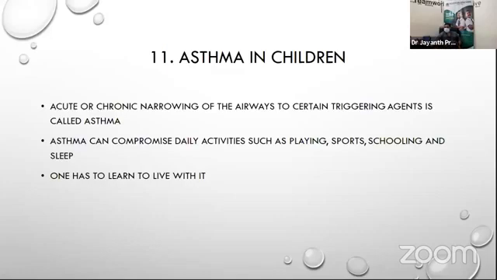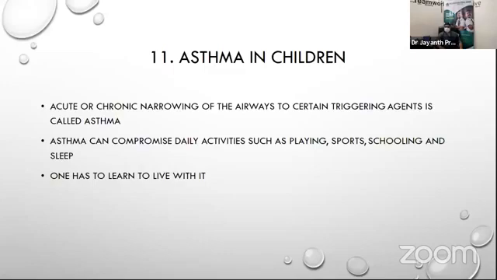Then coming to our last topic of this day, asthma in children. What is asthma? It is a sudden or slow narrowing, or in medical terms, acute or chronic narrowing of the airways. We have an airway to breathe, trachea, then bronchi. So this narrowing occurs at the level of bronchi. When certain triggering agents come in contact with the airway, our airway gets irritated and it becomes narrowed. This will lead to symptoms. That's called asthma.